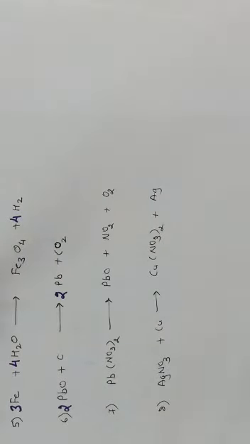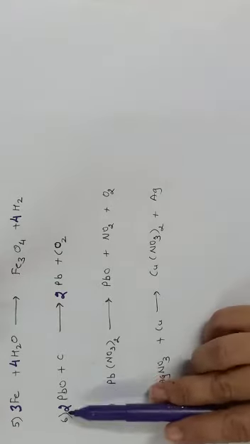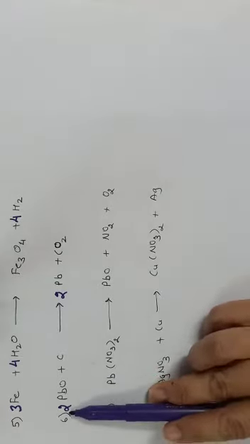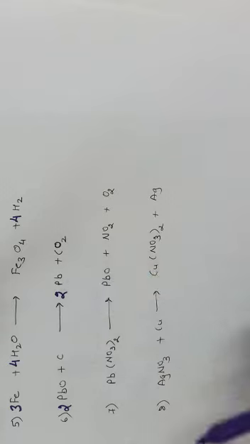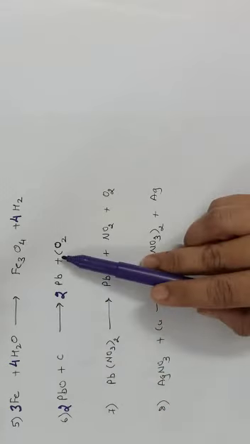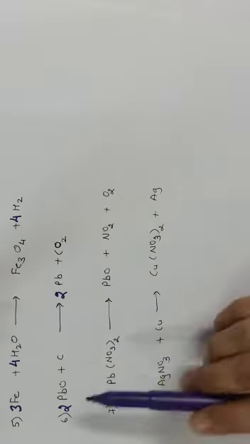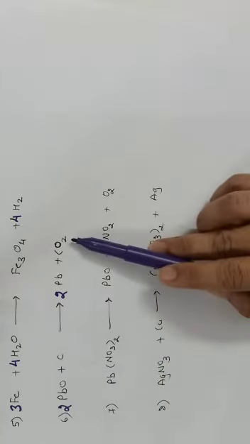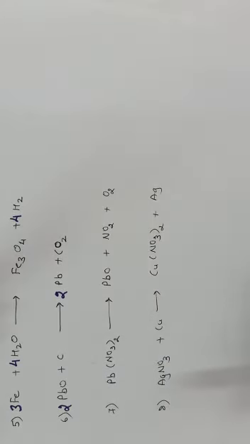Let us see whether all the elements are balanced or not. Lead: 2 atoms on the reactant side, 2 atoms on the product side, balanced. Carbon: 1 on reactant and product, balanced. Oxygen: 2 and 2 on the reactant and product side, it is balanced.